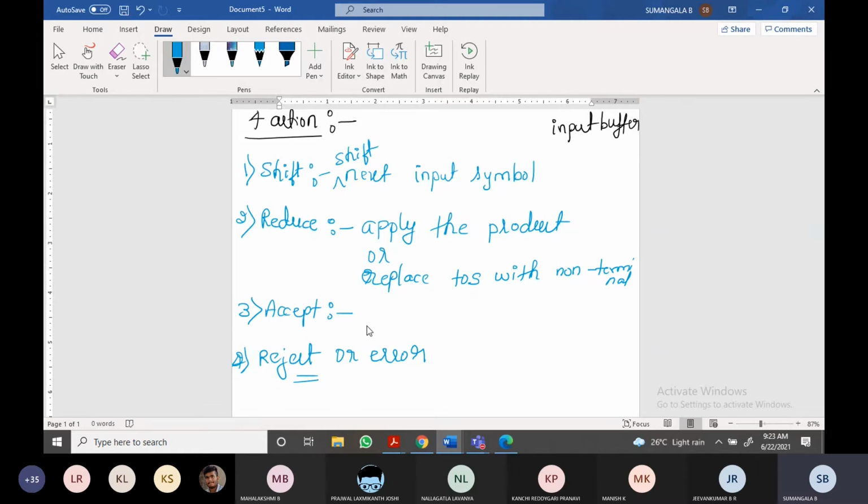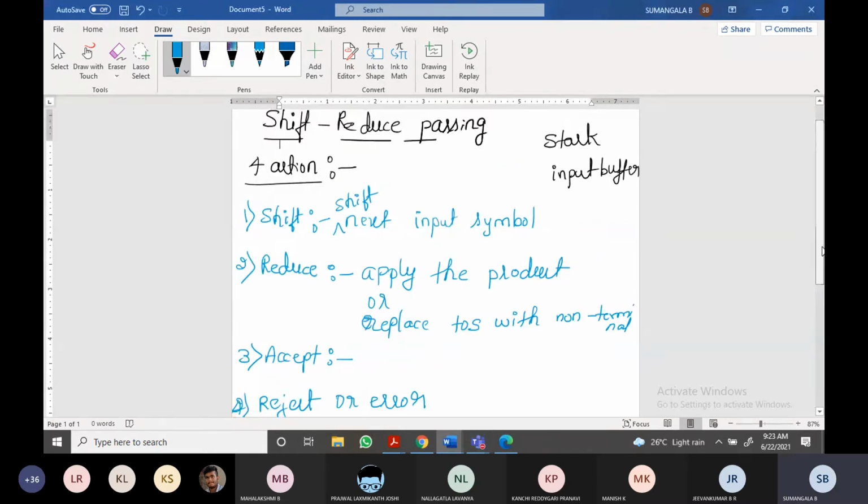Third is accept. When the grammar is able to accept the input string, that means you are reaching the starting symbol of the grammar. Then reject or error, that means you are unable to parse. The input string is not acceptable when you are unable to reach the starting symbol of the grammar. Here the grammar is not accepting the input string. Is it clear? Yes, ma'am.